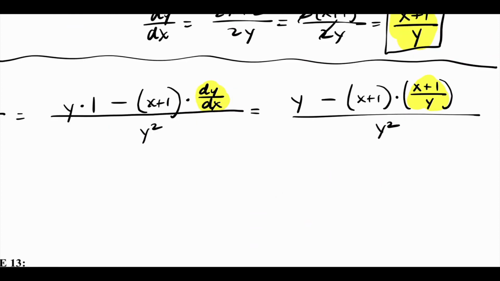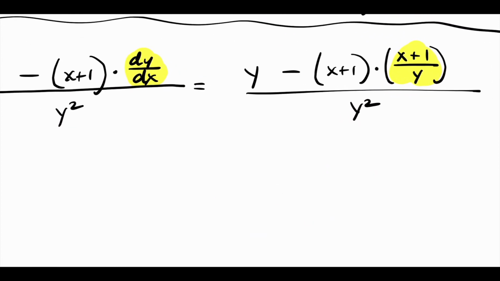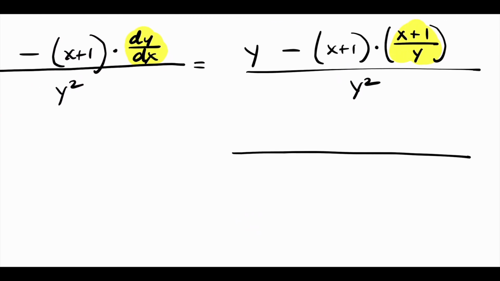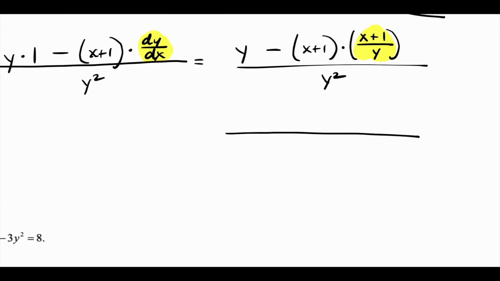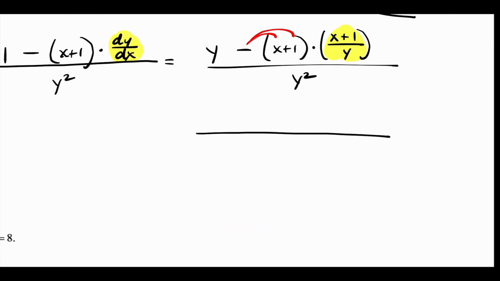Okay. So now we have no more dy/dx's, so now we can solve this. Okay, so the top, well, we've got to distribute the negative first. So I get y minus (x minus 1) times (x + 1) over y.